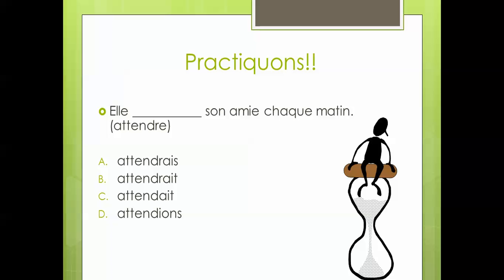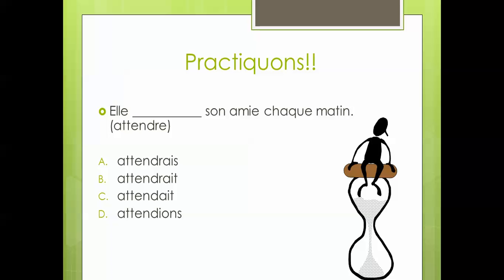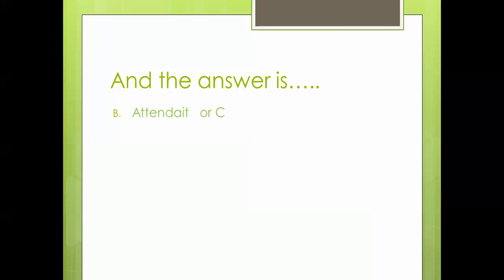Okay, here we go. What is the correct form of attendre when you want to say she used to wait for her friend every morning? A, B, C, or D? Answers on the next slide. And the answer is C, attendait or C. I don't know why that B right there, ignore that. Sorry.